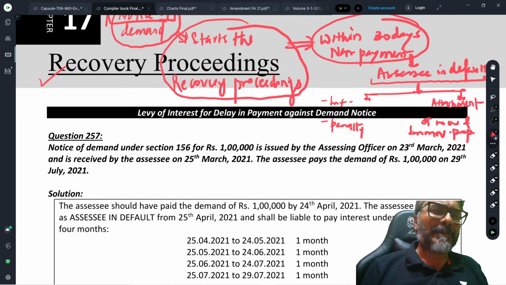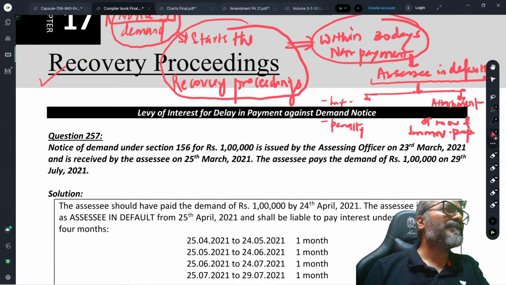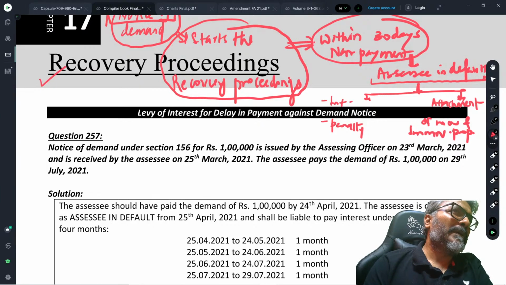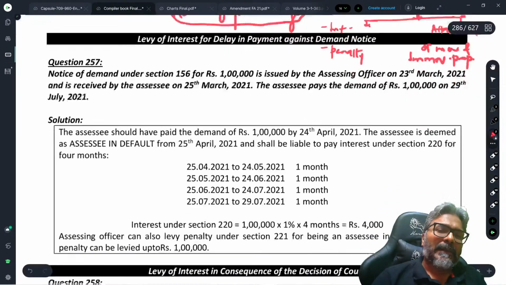Now, students, the questions are very simple and straightforward so far as the recovery chapter is concerned. It's a very simple and straightforward chapter. You don't have to try to rack your brains on the same. It would be quite simple in terms of its interpretation, and the things will go normally.